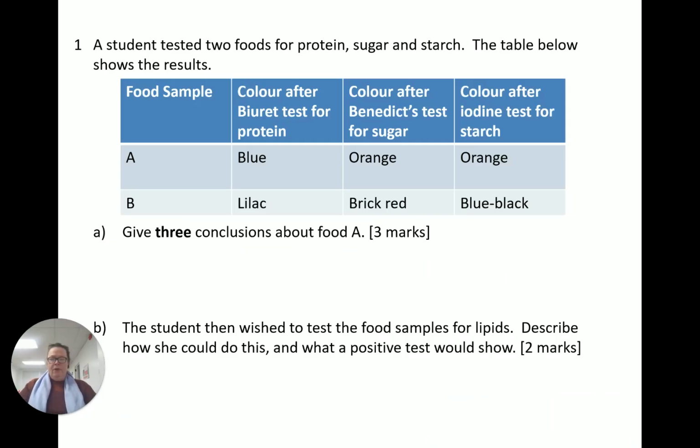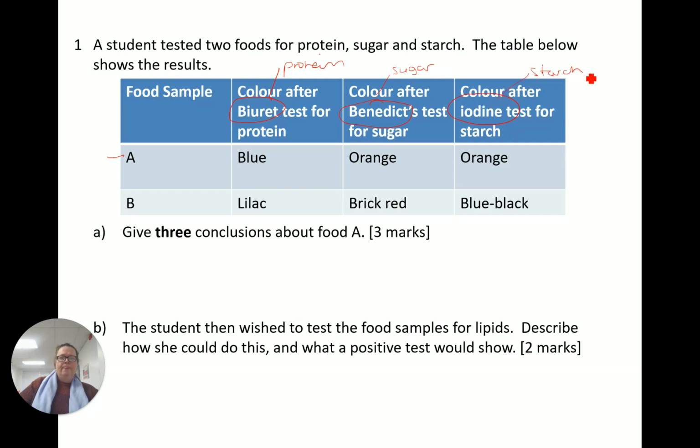Little exam question for you. So pause the video and have a read if you want to, and have a go yourselves. Do that now. Okay. So we've got these 2 food samples. We've got the Biuret test here. That's testing for protein. So if we look here, this one is protein, sugar and starch. Iodine, you know, tests for starch.